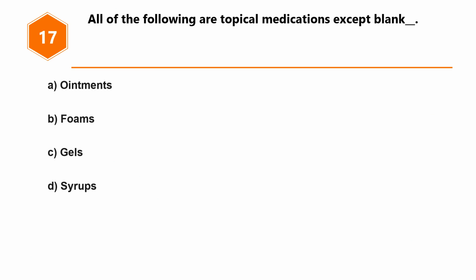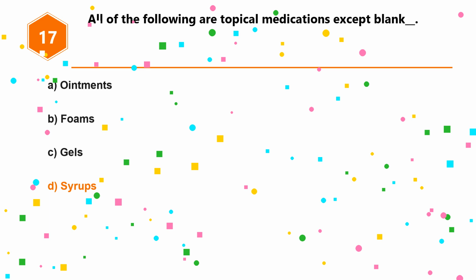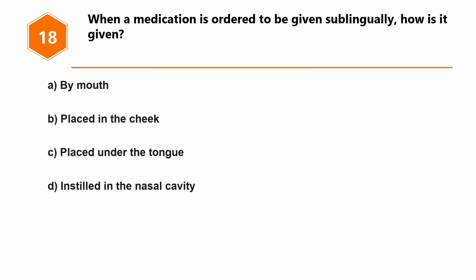Question 17. All of the following are topical medications except blank blank. Option A. Ointments. Option B. Foams. Option C. Gels. Option D. Syrups. The correct answer is option D. Syrups.